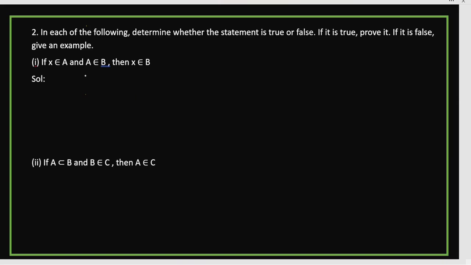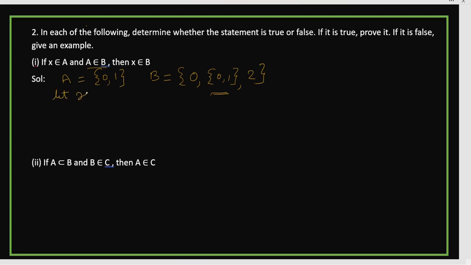So we'll move to the next question. In each of the following, determine whether the statement is true or false. If it is true, prove it, else if it is false, give an example. So now we'll take a set A with two elements, 0 and 1. And we'll take another set B such that A belongs to B. So {0, 1} is an element, it's not a subset. The set is present there as an element. And 2. This is B.